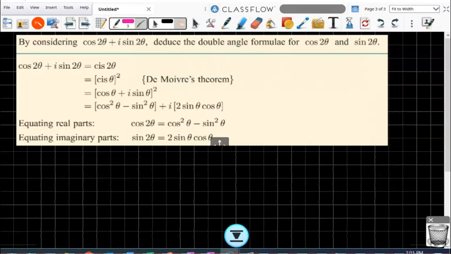In order to do question 9, you need to pay really close attention to the example. Okay? So notice, by considering, deduce the double angle formula for cos 2 theta and sin 2 theta.